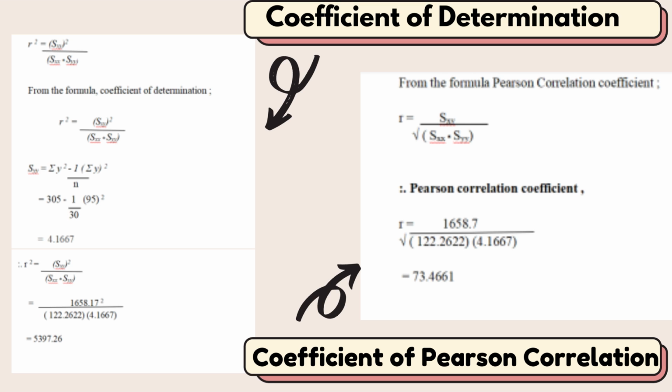After putting in all the values, we can get the answer of 73.4661. 73.4661 is a strong correlation because it's greater than 0.5.